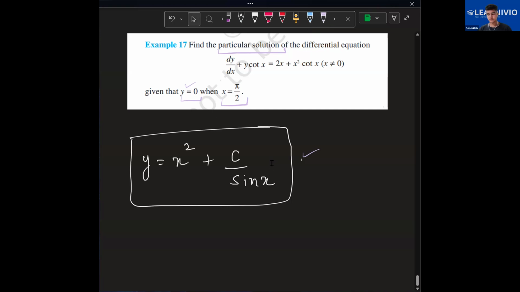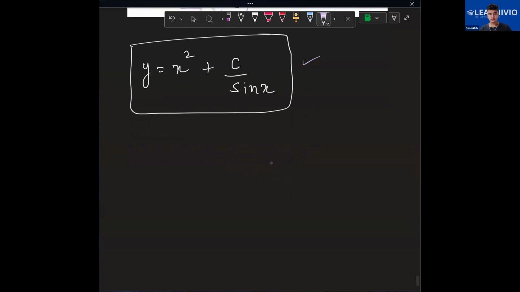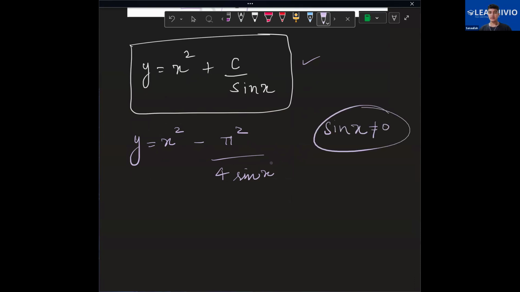कितना आ रहा है अंजलिना? y is equal to x square minus pi square by 4 sin x. Okay, is there any restriction on this answer? Sin x not equal to 0. That means your x should not be equal to what? It's trigonometry.